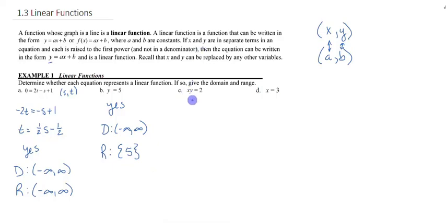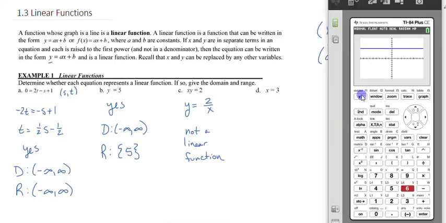On part C, xy equals 2, I'm going to solve for y by dividing by x. And here we have x that's in a denominator. So this is not going to be a linear function. In fact, if you want to see what kind of a graph it gives you, you can put that in on your graphing calculator. 2 divided by x. Graph that and you see it's definitely not a straight line.